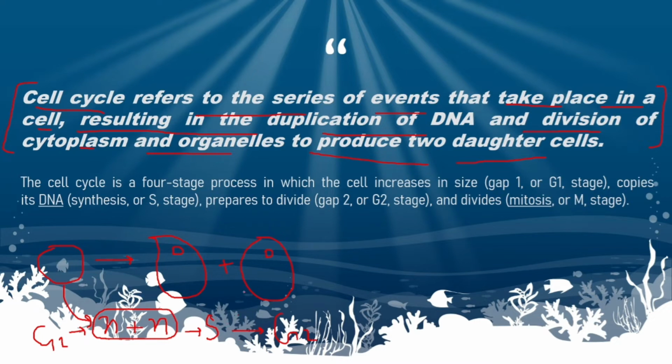But basically the cell cycle is the series of events that occurs during the division of one cell into its daughter cells. The cell cycle is a four-stage process in which the cell increases in size, that is the gap 1 or G1 stage, copies its DNA, that is the synthesis or S phase, then prepares to divide, the G2 phase, then divides in the mitotic phase. So these are the phases involved in the completion of the cell cycle.